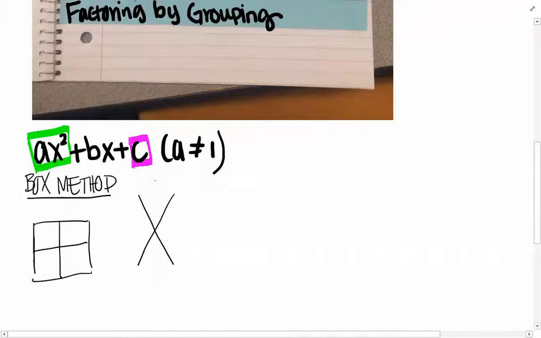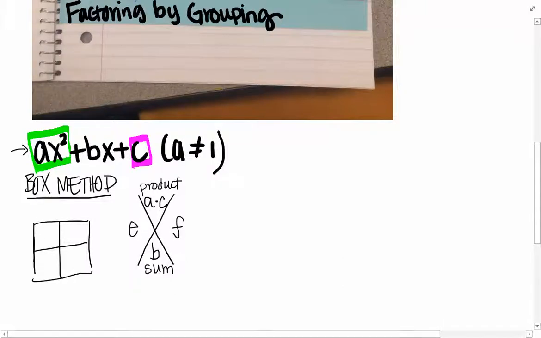So instead of doing just the C here and the B here and figuring out what multiplies to make the C and adds to make B, we now have an A, and that A value is going to affect everything. So you're going to multiply the A times the C, and that's what goes in the product part, the top. And the sum is the same, it's still the B. So we're looking for two numbers that multiply to make the product AC and add to make B. So let's say that those numbers are E and F.